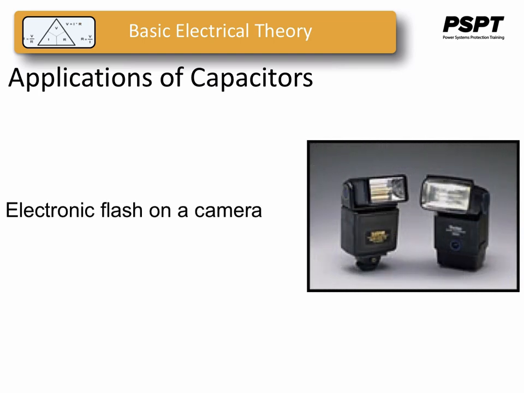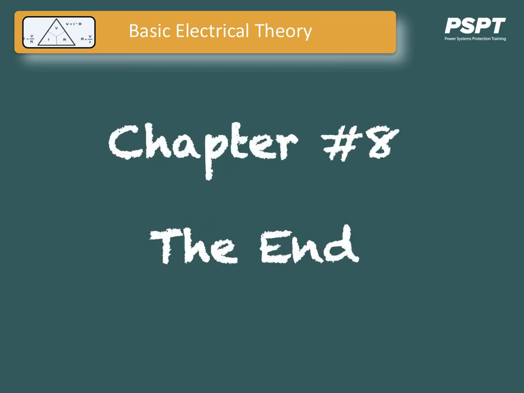Another application is the electronic flash for cameras. These are nothing more than a great big capacitor that once it's charged, will work as a large power supply, and when the shutter is pressed, there would be a big dump of the electric charge on the capacitor into the light tube, and that would flash and give you the required lighting for a flash circuit. So this ends chapter 8.